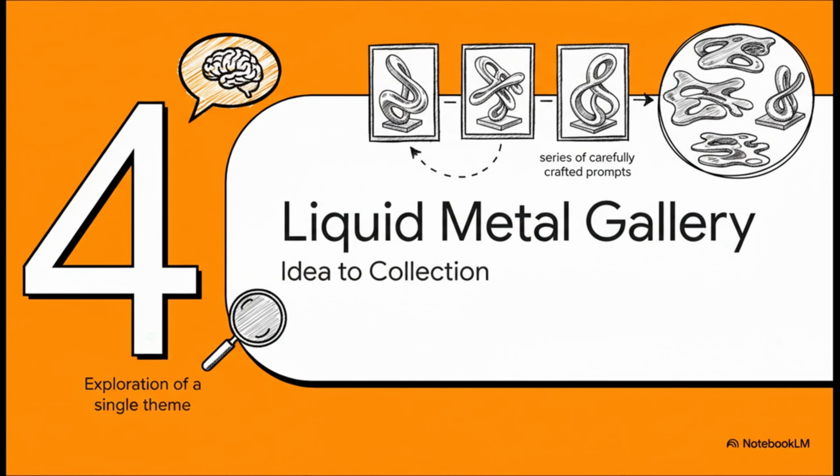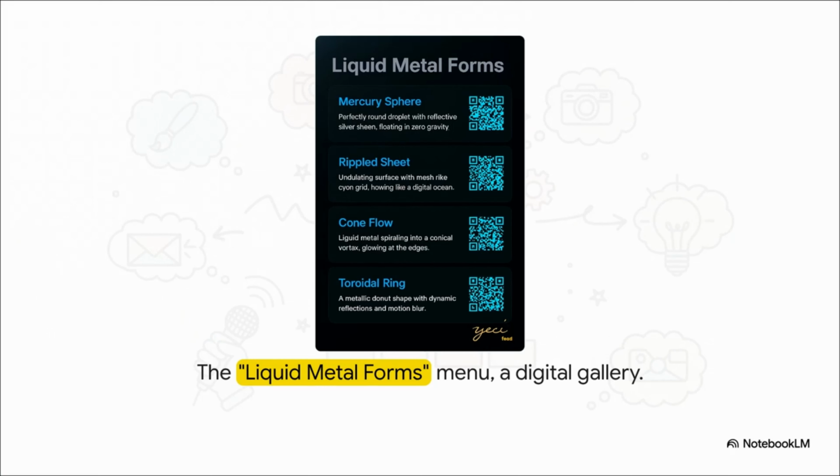Okay, so we've seen how one prompt makes one image. That's pretty cool. But what happens when an artist uses a whole series of prompts to explore a single theme? Let's take a look at how that builds into a complete, cohesive body of work. What you're looking at here is a menu from a digital gallery called Liquid Metal Forms. And in this, the artist has curated a whole collection of pieces. They're all exploring the same core idea, but with all these different variations. And, of course, each one was generated by its own unique prompt.